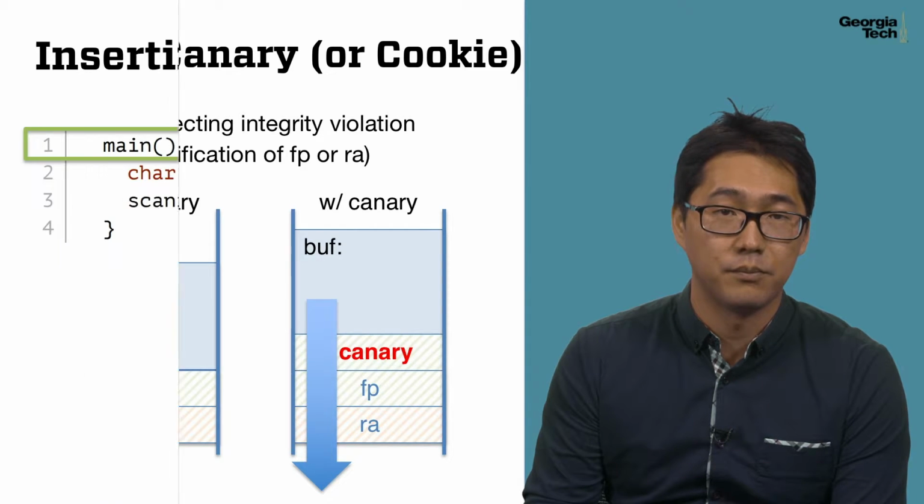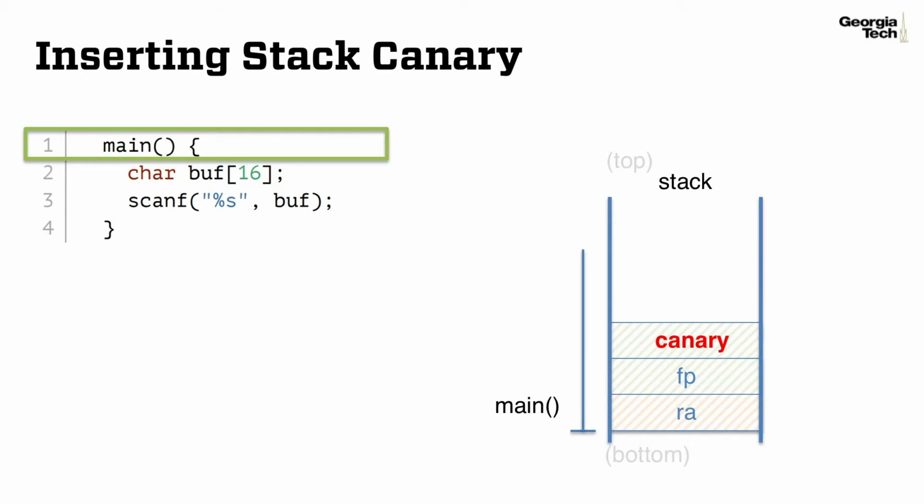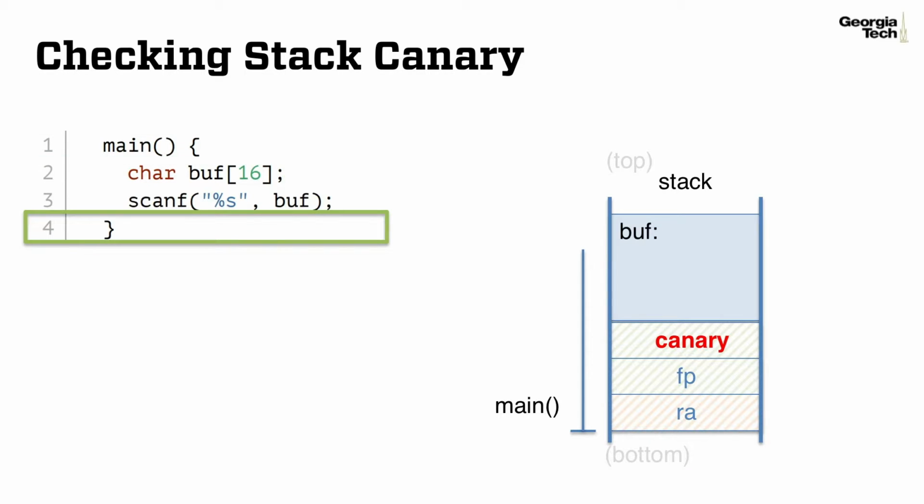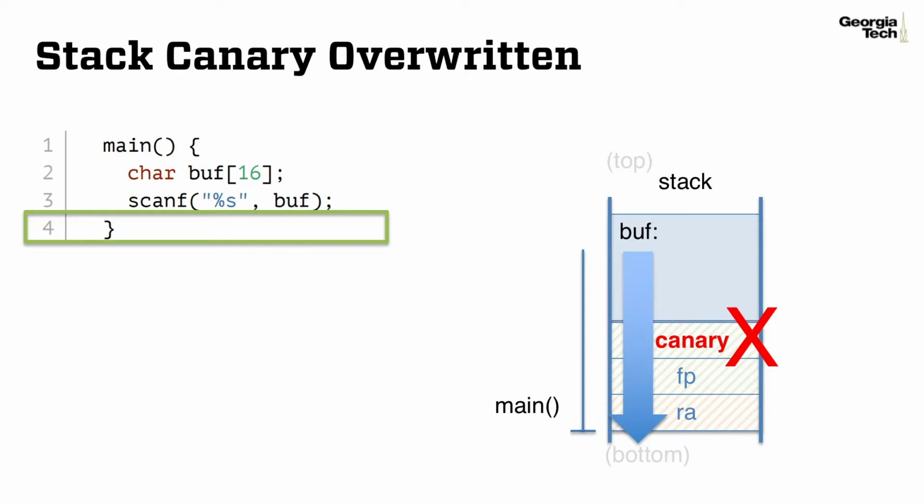Detect the modification of important values such as frame pointer or return address by simply putting a known value right before them. When entering a function, it inserts a canary value that we know at the bottom of the current frame. When returning, on the other hand, it checks if the previously inserted canary value is still intact or not. When the input buffer overflows, the canary value is accordingly overwritten, thereby rendering the comparison false.